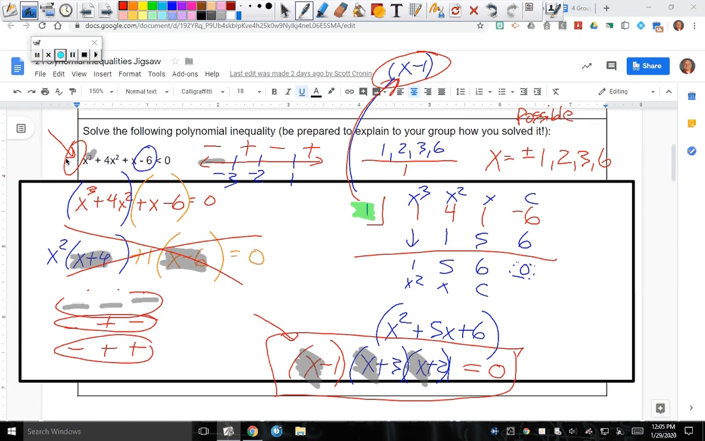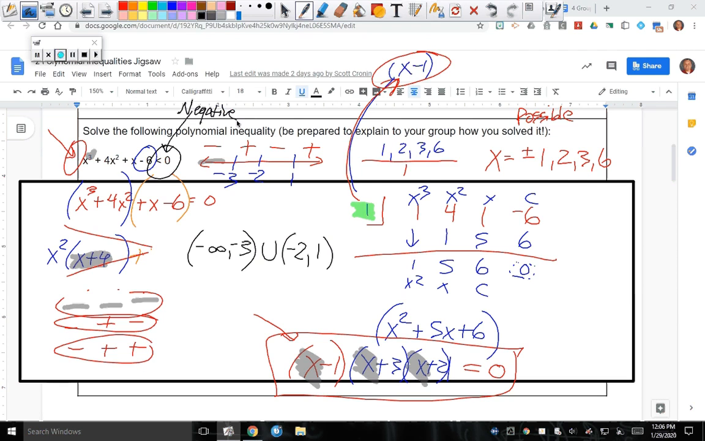Cool? All right, so in interval notation, how could I write my answer for this one? Be careful and watch it carefully. How do I write my answer in interval notation? So parentheses, negative infinity to negative 3, union, negative 2 to 1, right? Because you're only looking for the negative.